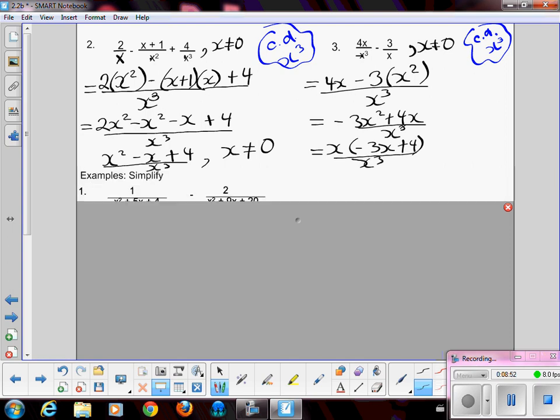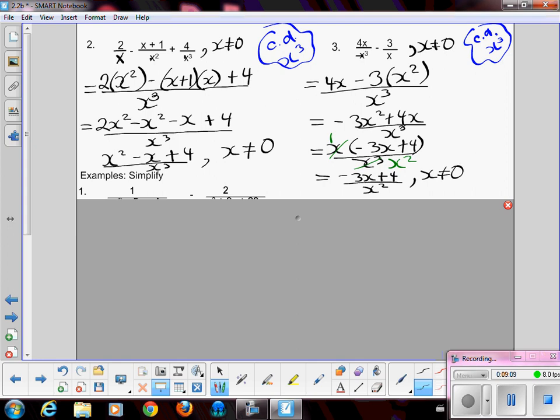And again, we're not done because we can actually cancel here. X goes into itself once, x goes into x cubed x squared times. So we're left with negative 3x plus 4 over x squared, and x cannot equal 0.